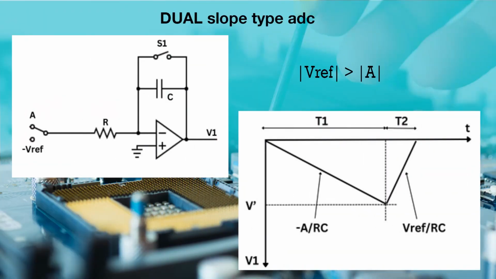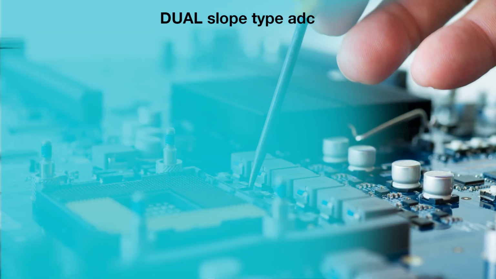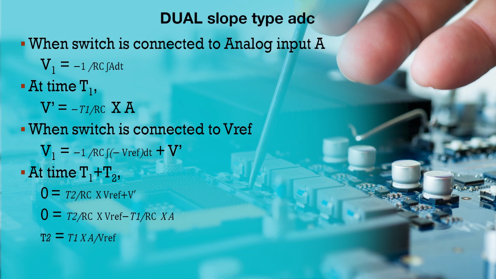So, initially switch S2 is connected to the analog input voltage. Once conversion starts, the integrator integrates the analog input voltage A for a fixed duration of time, say T1. Look at the mathematical expression. Here the output voltage V1 of the integrator is expressed as minus 1 by RC times the integration of the analog input voltage A.